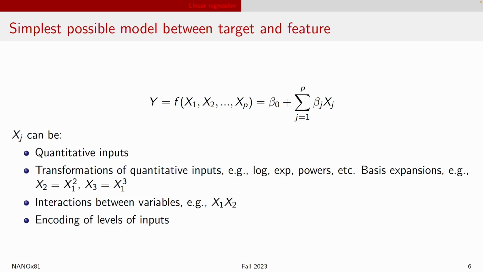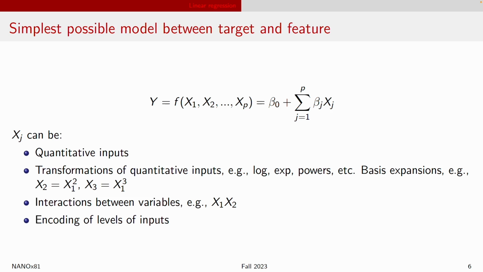I'm going to touch on basis expansions at a later slide. It can also be interaction between variables, so for example, it can be the multiplication between two variables. And it can also be something like encoding of levels of inputs. So encoding of levels of inputs can be something like your preferences. Your preference can be from anywhere from level 1 to level 10, and that's called an encoding of levels of inputs.